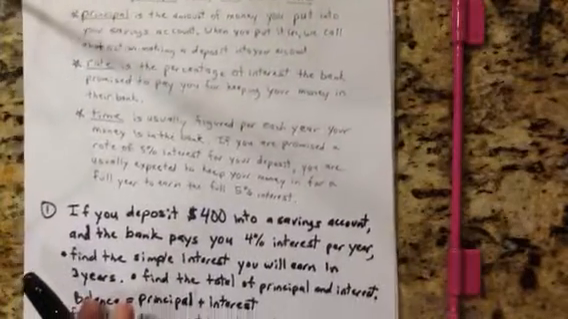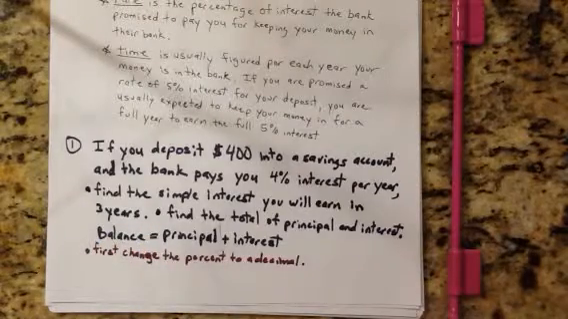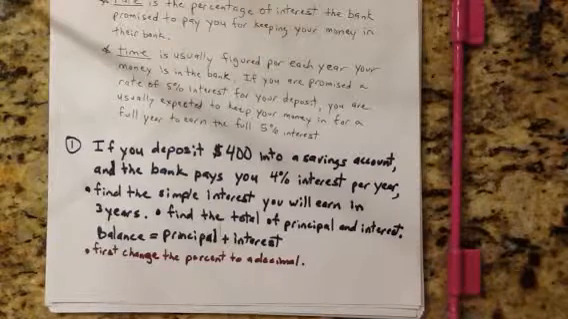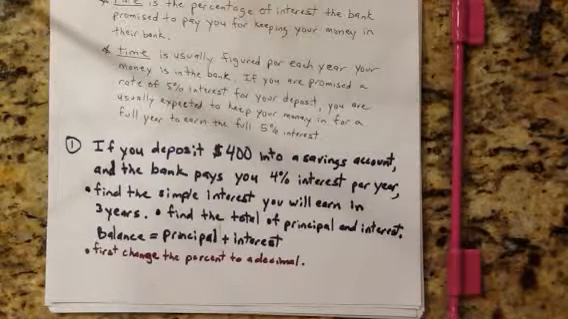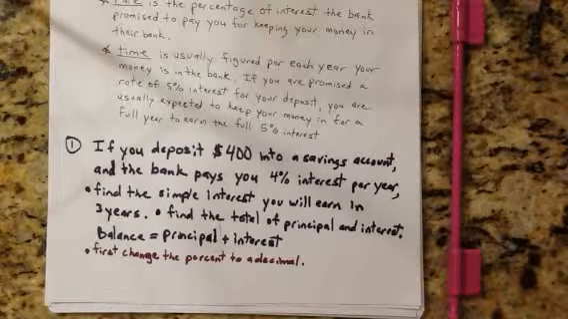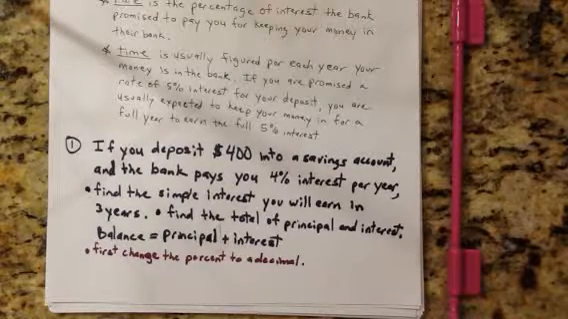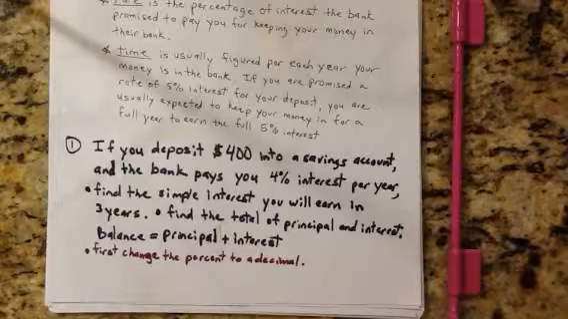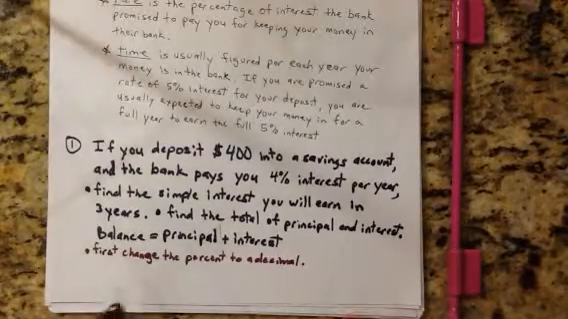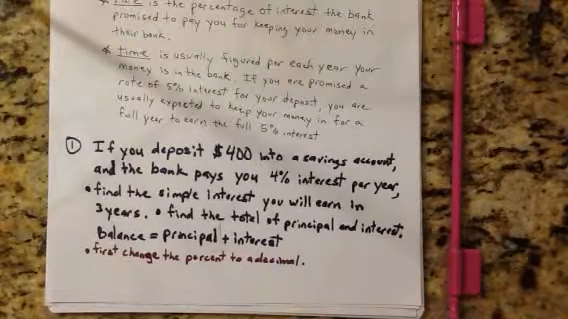Well, let's look at a sample problem. If you deposit $400 into a savings account and the bank pays you 4% interest per year, find the simple interest you will earn in 3 years. Find the total of principal and interest. Balance equals principal plus interest. Your first step to figure this out is to change the percent to a decimal.